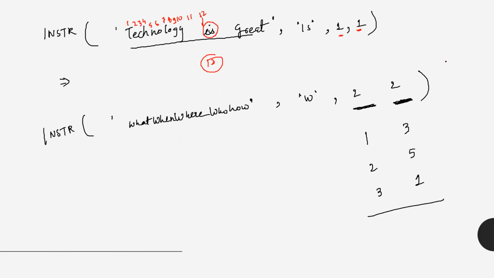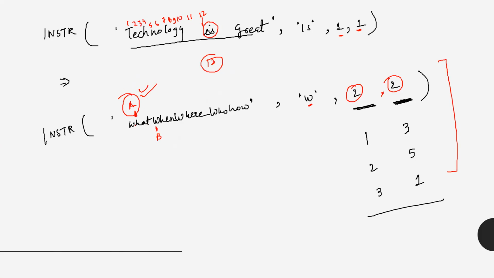Now there are 4 questions for this: what, when, where, who, how. We need to look for W and we need to start looking from the second position, and we have to look for the second occurrence of W. What would be the answer of this? Start looking from the second position. Suppose this is A and this is B. What would be the second position?